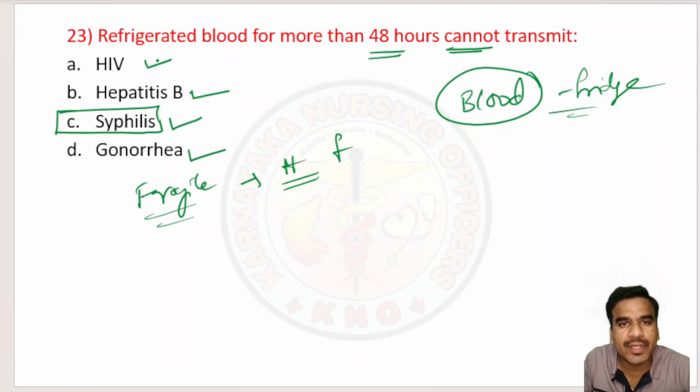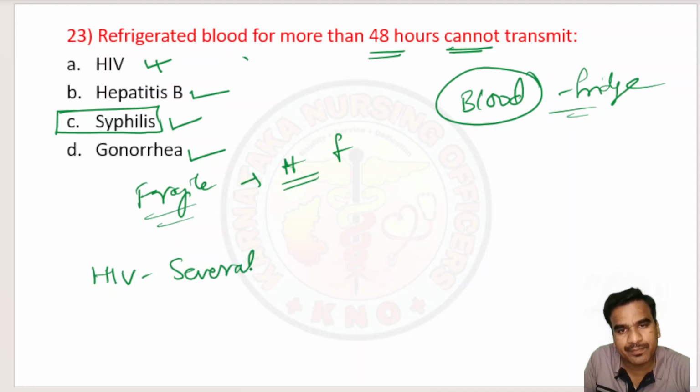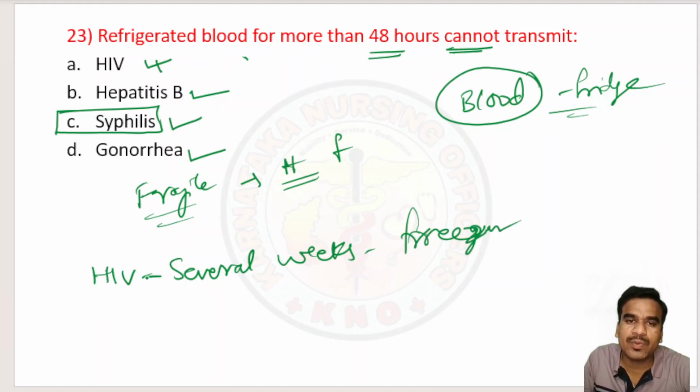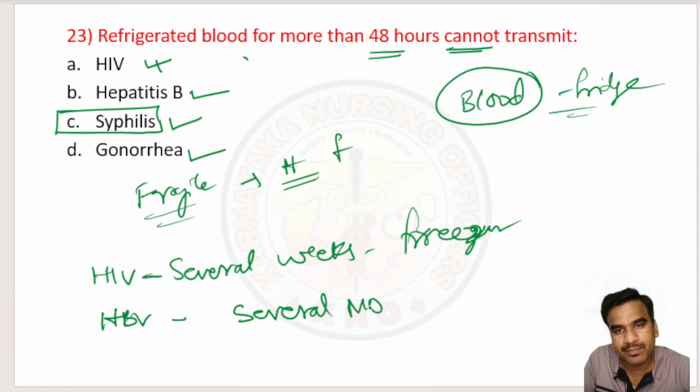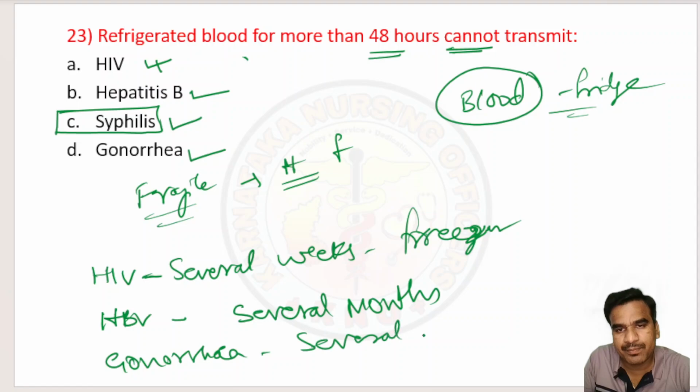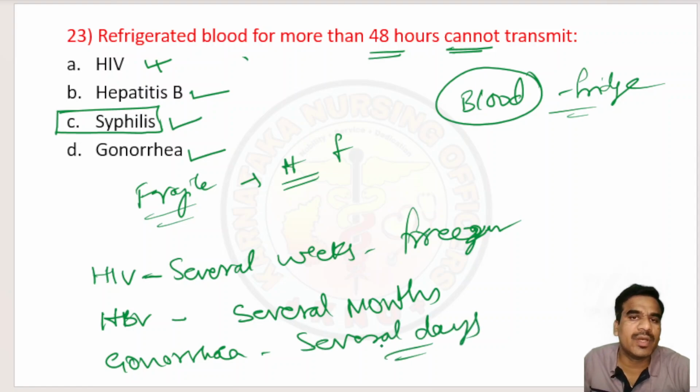But in the case of HIV, it will stay up to several weeks in the refrigerator, in the freezer. Hepatitis B will live up to several months, and gonorrhea will be several days. This we have to keep in our mind.